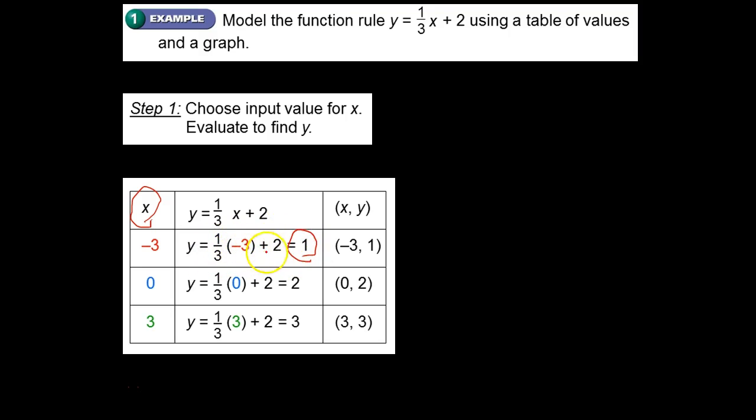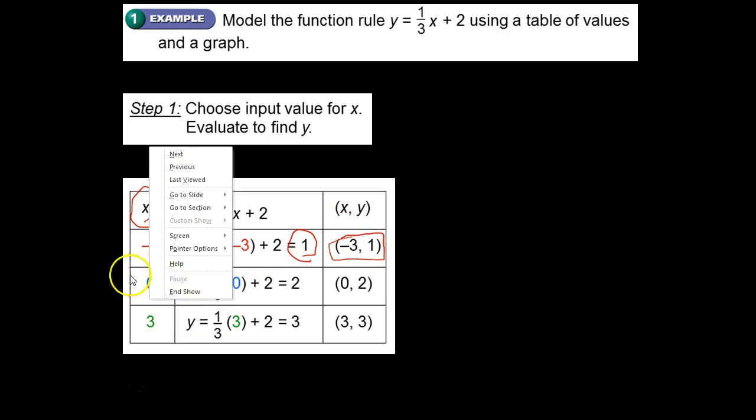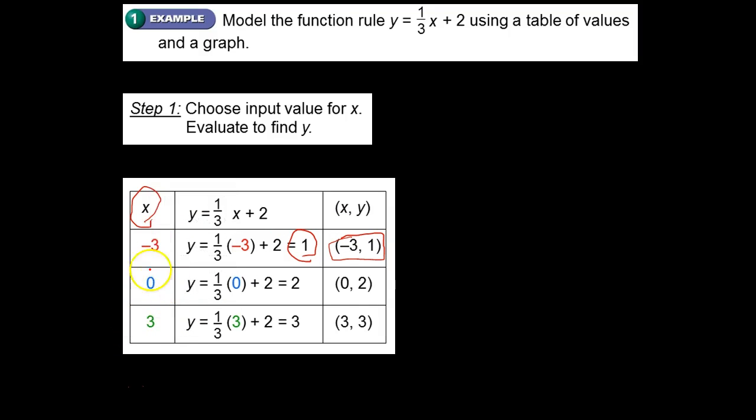So 1/3 times -3 would give you a -1, plus 2 is going to give you a +1. So your values are -3, 1, your first ordered pair. The next value that they plugged in was 0, so you take 1/3 times 0 plus 2. It's going to be 2, so your next ordered pair is 0, 2. Your third input was 3 for the value of x. Plug it in, and you will get +3 as well. So your third ordered pair is 3, 3.